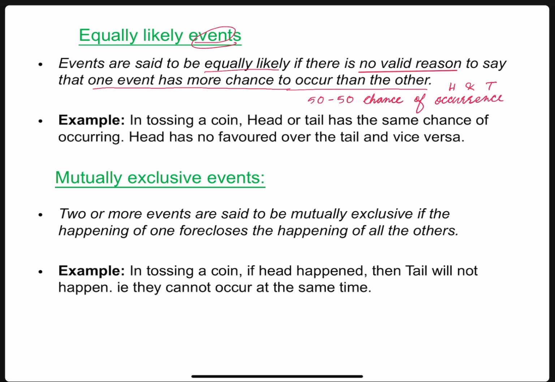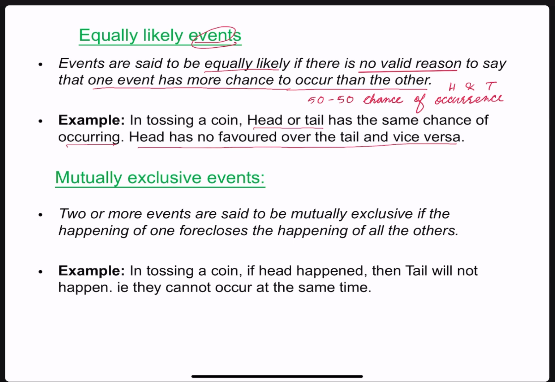As an example, in tossing a coin, head and tail have the same chance of occurring. So head has no favor over the tail, and vice versa, tail has no favor over the head. So they have the same chance of occurring. This is about equally likely events.